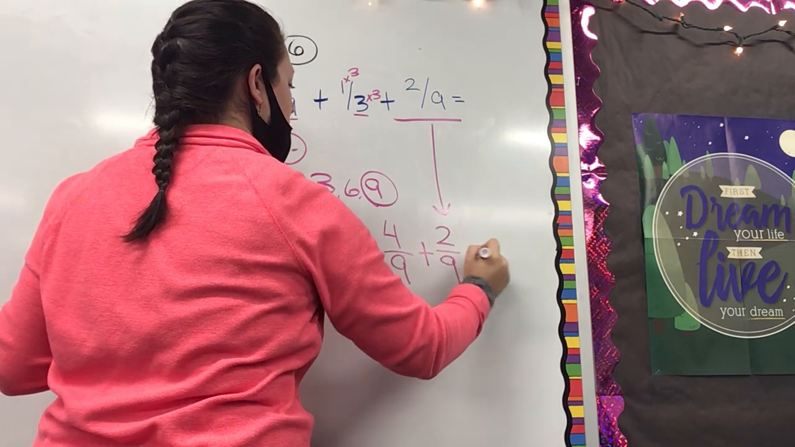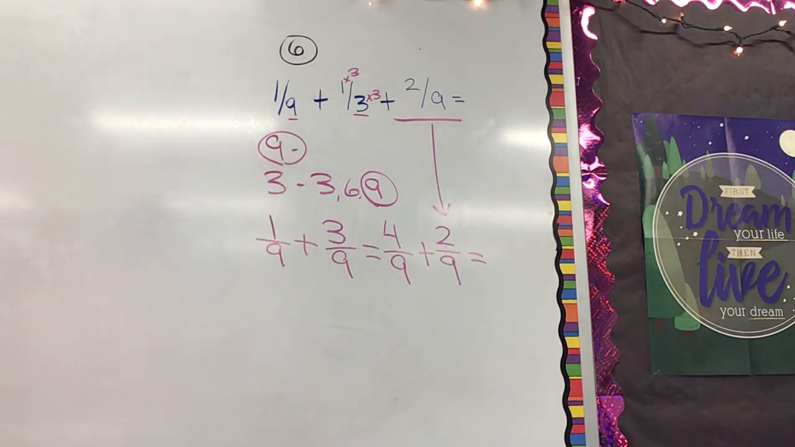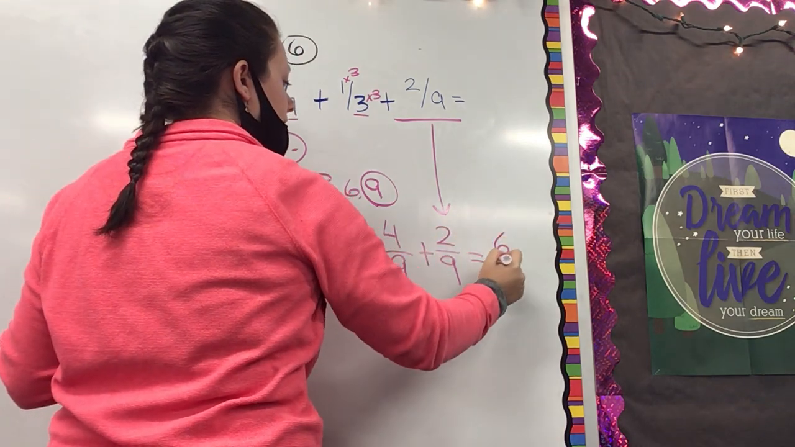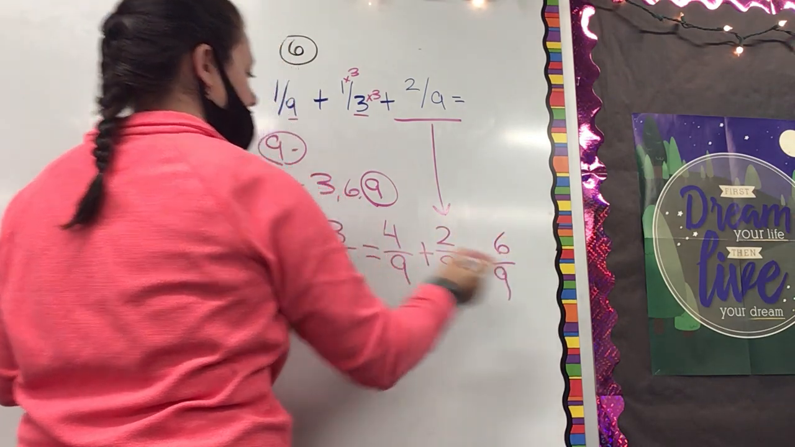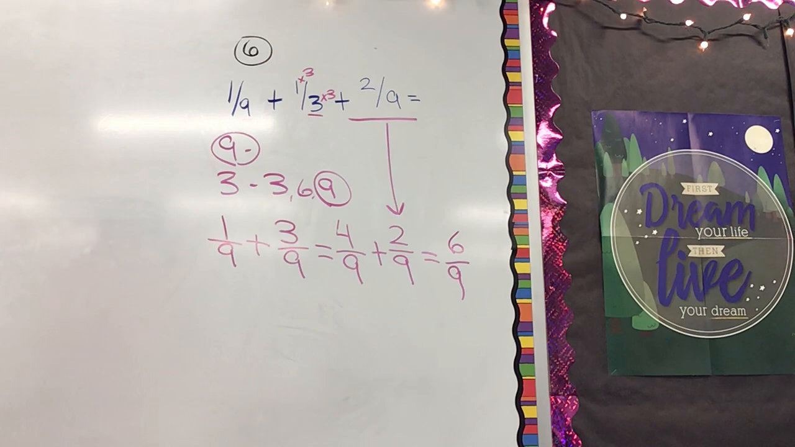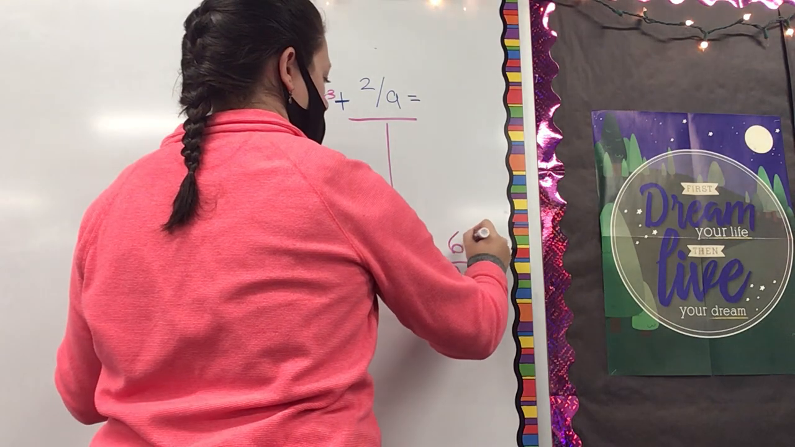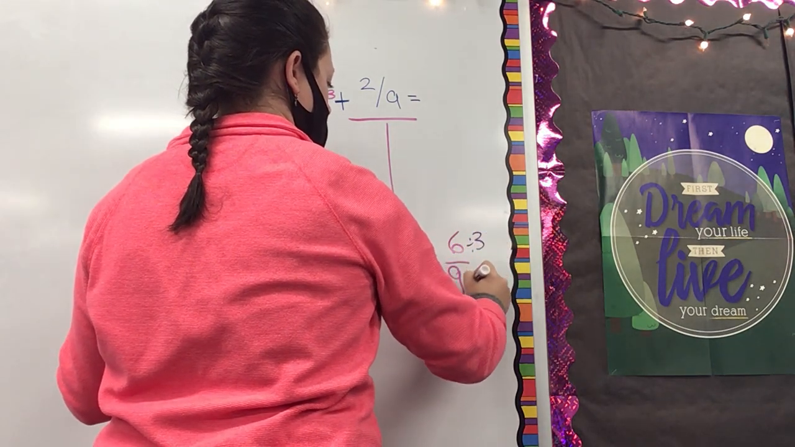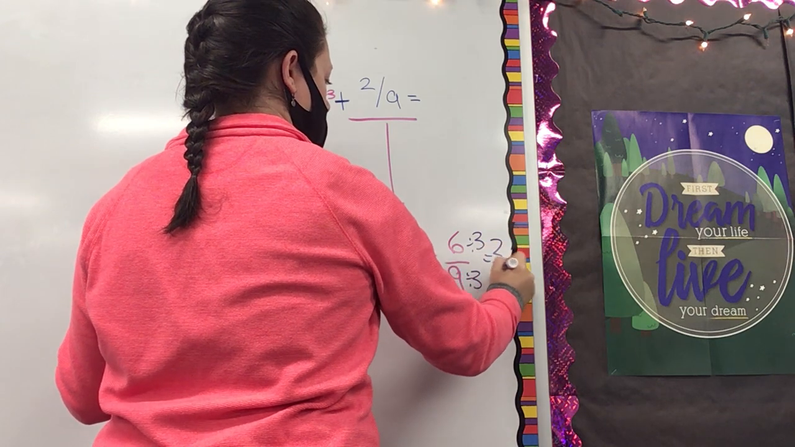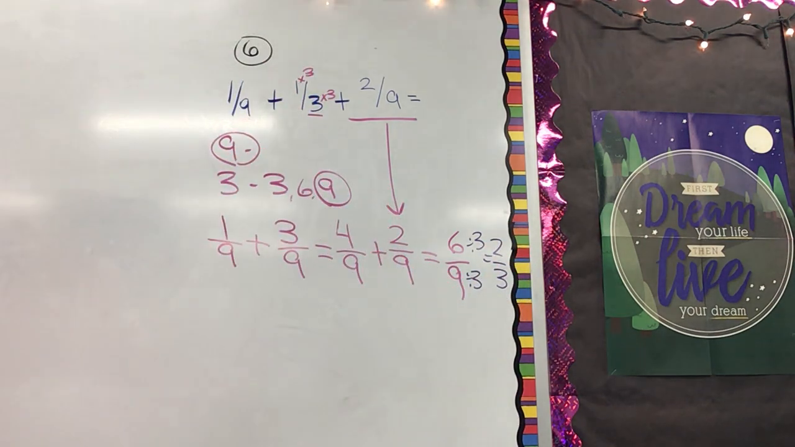My denominators, are they like? Yes. So do I need to change those? No. I can just add my numerators, and then my denominator stays the same. Am I done? No. Why am I not done? You have to simplify. What can I divide those both by to simplify? 3, to get 2/3. Yes. Nice job.